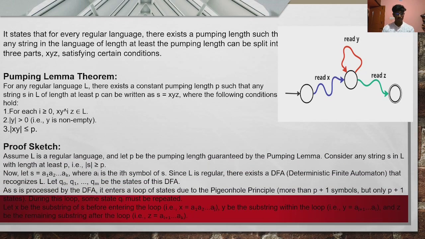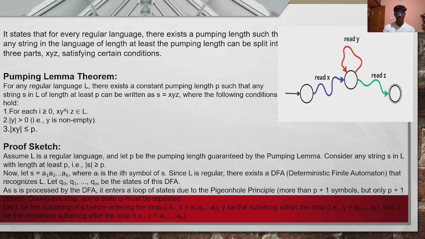Proof sketch. Assume L is a regular language and let p be the pumping length guaranteed by the pumping lemma. Consider any string s in L with length at least p, that is |s| ≥ p. Now let s = a1, a2, up to ak, where ai is the ith symbol of s. Since L is regular, there exists a DFA, a deterministic finite automaton, that recognizes L. Let q0, q1, up to qm be the states of the DFA.